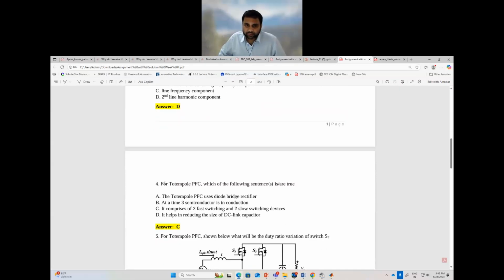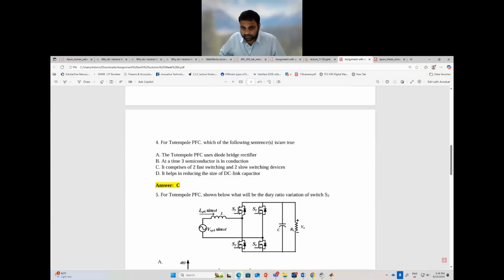Now the fourth problem was for totem pole PFC: which of the following statements are true? The totem pole PFC uses a diode bridge rectifier. No, because it is a derivative of bridgeless PFC, so there is no diode bridge rectifier present at the first stage. Then, at a time 3 semiconductor devices are in conduction. No, in this totem pole, in one half bridge only one switch will be on, and in the second half bridge only one switch will be on. So at a time only two switches are in conduction, so that option is also not correct.